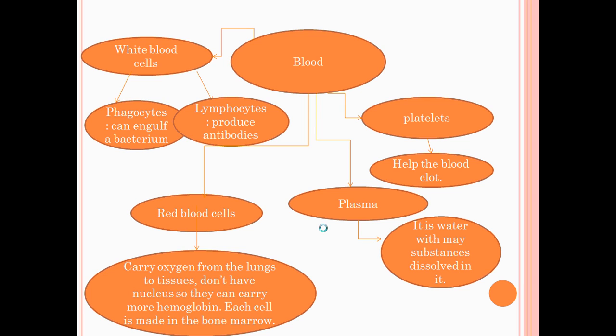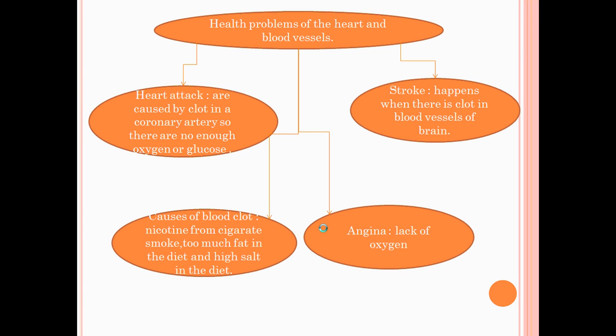Plasma is water with many substances dissolved in it. Plasma is mainly a yellow liquid which carries the white blood cells, red blood cells, platelets and other substances dissolved in it. Health problems of the heart and blood vessels.